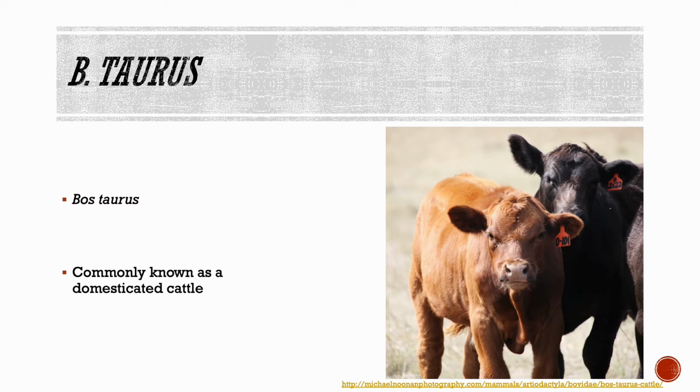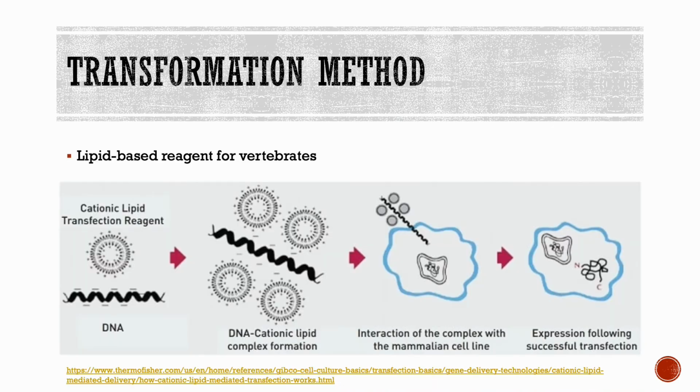So the organism that I selected is known as B. taurus, which is just Bos taurus, and it's commonly known as a domesticated cattle. I chose this because I read some things where they did some research on it, but I just kind of gave my input on those within the next couple of slides.